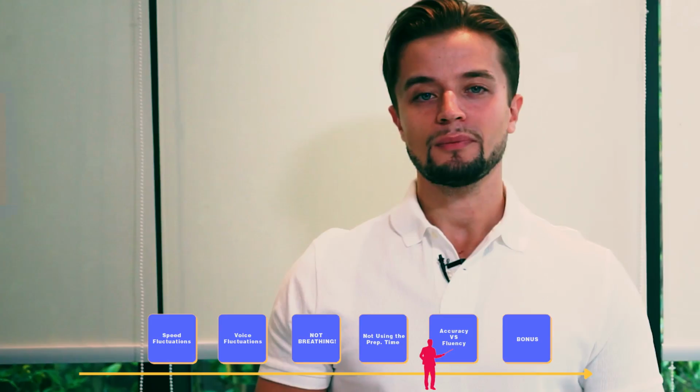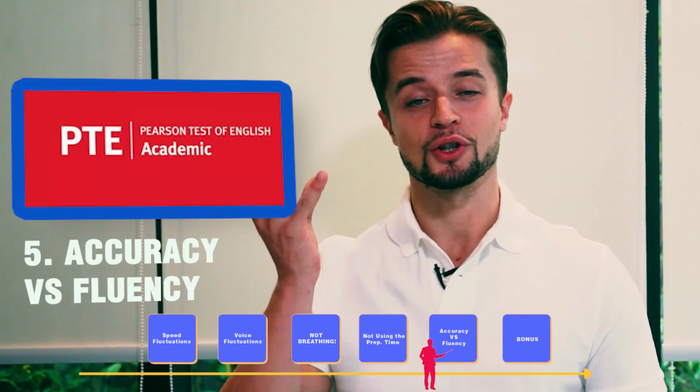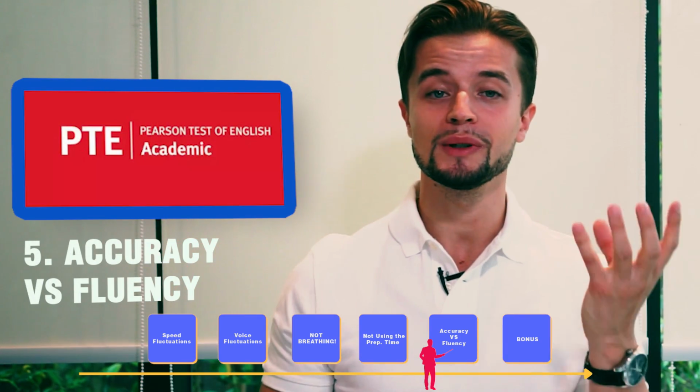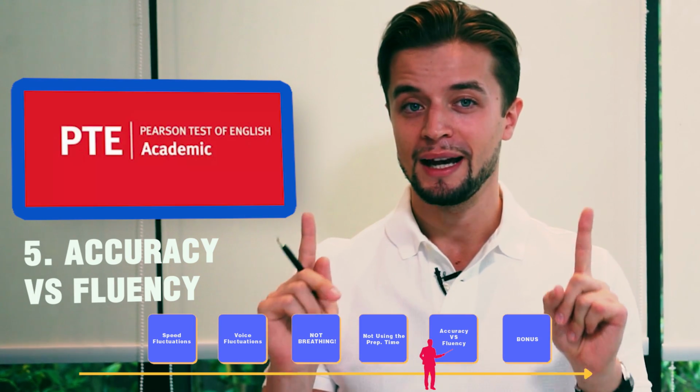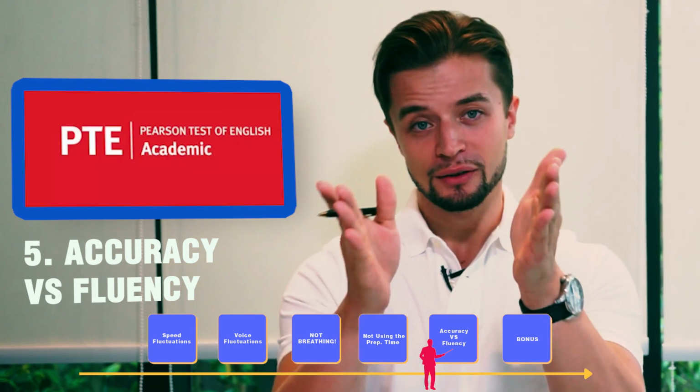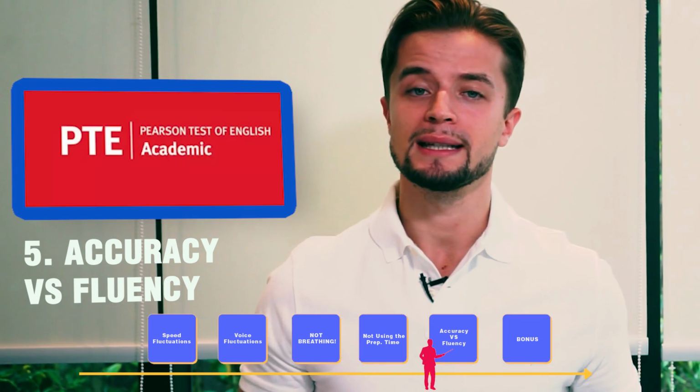Mistake number 5 is some people focus on accuracy too much or on fluency too much, but not on both. And that's a mistake. We have to find a balance. So what I mean is this.